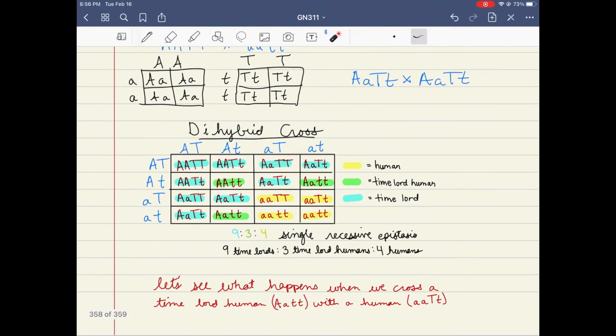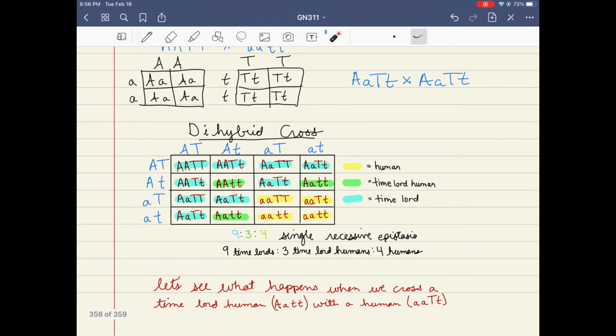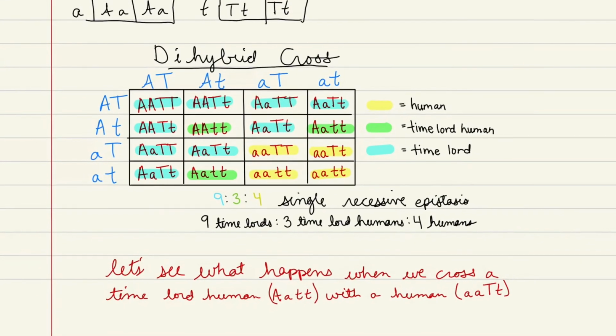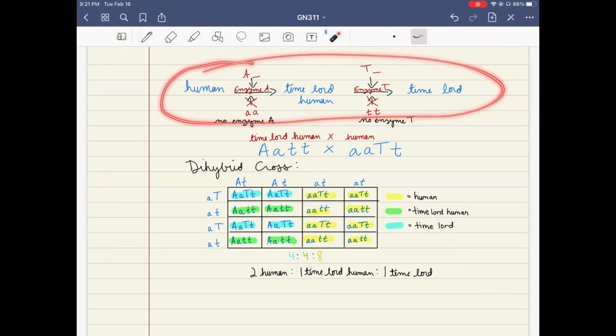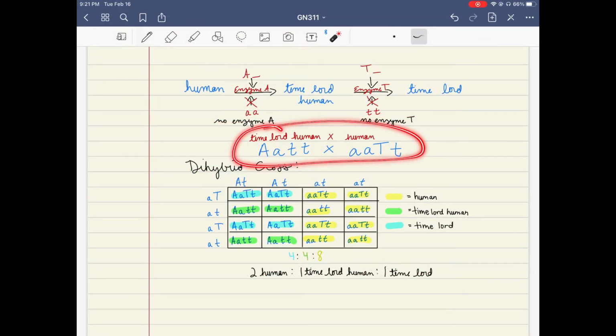So let's see what happens if we take a Time Lord human with big A, small t, and cross it with a human that is small a, big T, small t. So we do have the little diagram again, and we're going to make that cross with our dihybrid cross. And you'll see in this case, the ratio is going to be 4 to 4 to 8, or in this case, 2 human to 1 Time Lord human to 1 Time Lord.